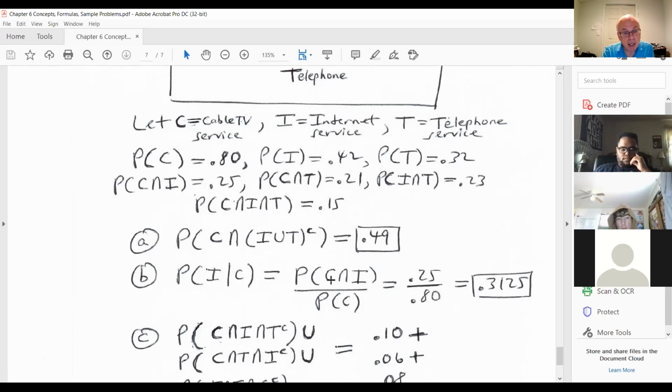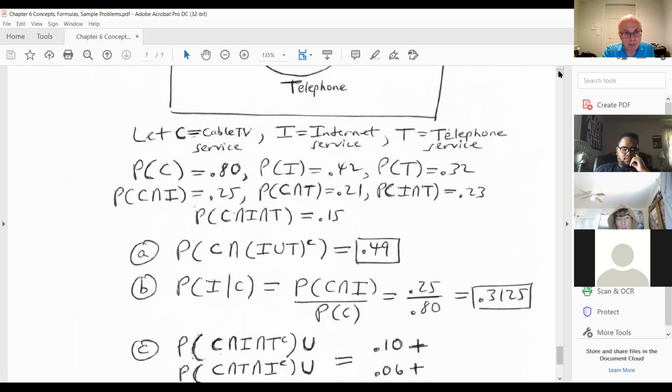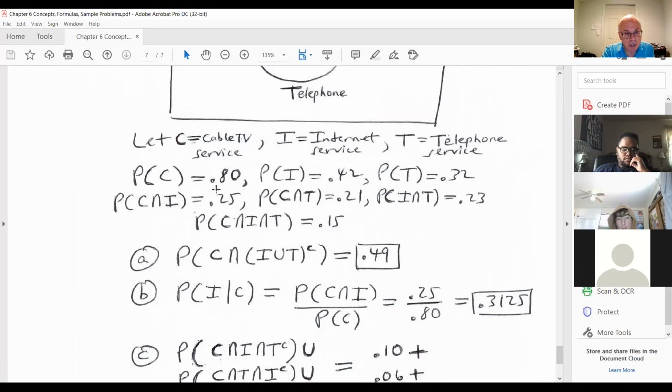It's the probability that cable and internet is chosen together, divided by the probability of just cable. Well, those numbers are given in the actual problem. Cable and internet together is 0.25, and cable is 0.80. The answer is 0.3125. Actually, they do use notation here. They just say, what's the probability of internet given cable TV? It's better just to go ahead and use that formula, the conditional probability.